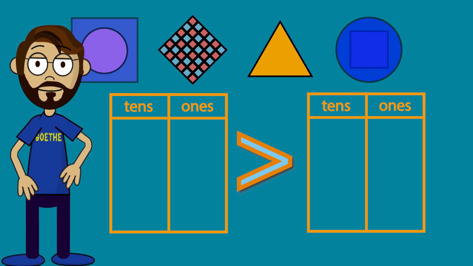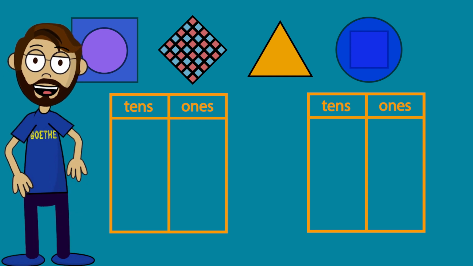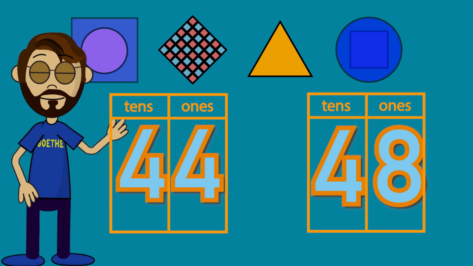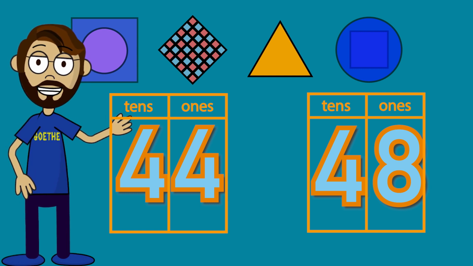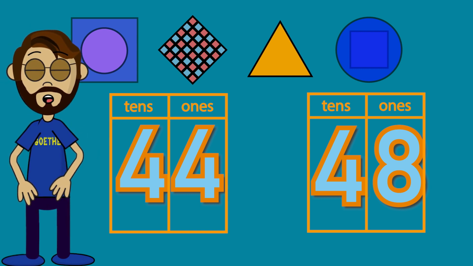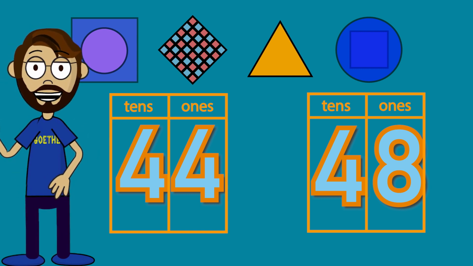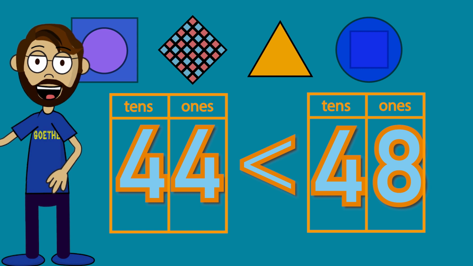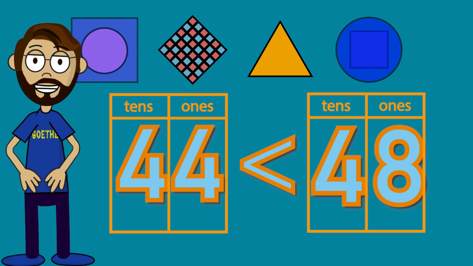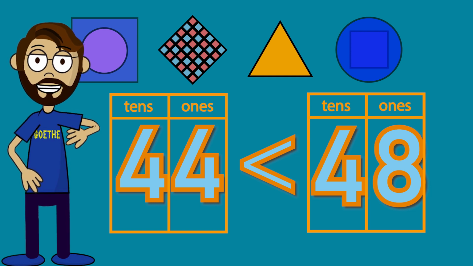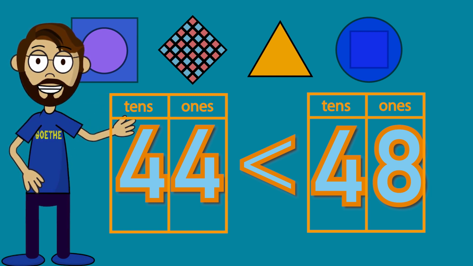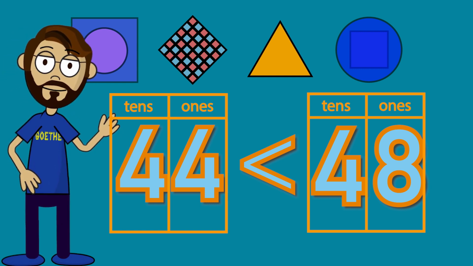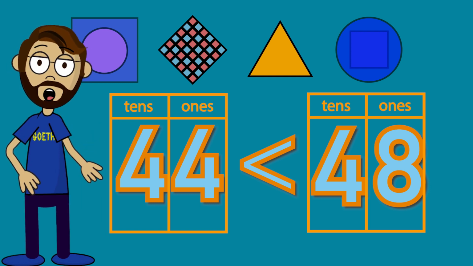Let's look at some examples. Our first problem asks, what's bigger, 44 or 48? Well, they both have 4 tens, so let's look at the ones. 44 has only 4 ones, and 48 has 8 ones. 8 is bigger than 4, so 48 is bigger than 44. How do we show that? We're going to use this symbol, and let's think about it. The alligator is going to be hungrier than the bird, so the alligator mouth points towards 48, and the bird mouth points towards 44.